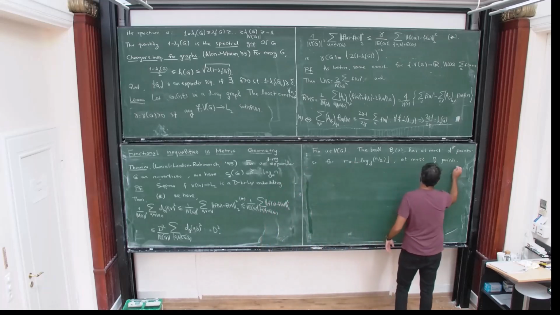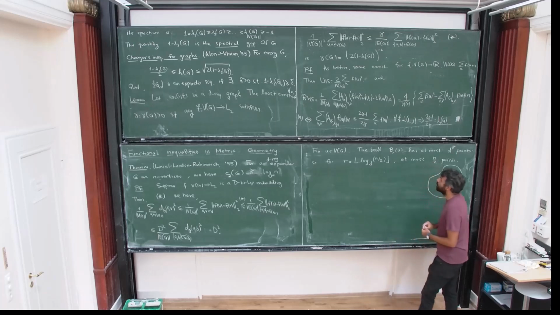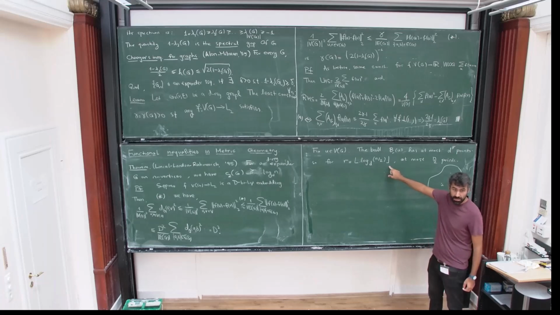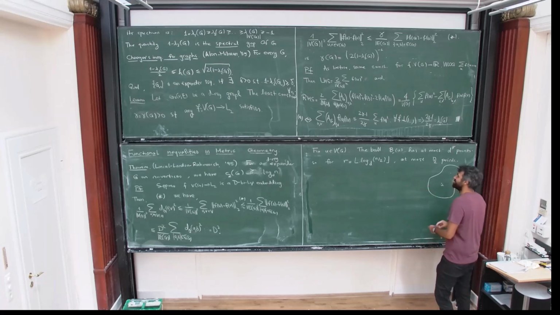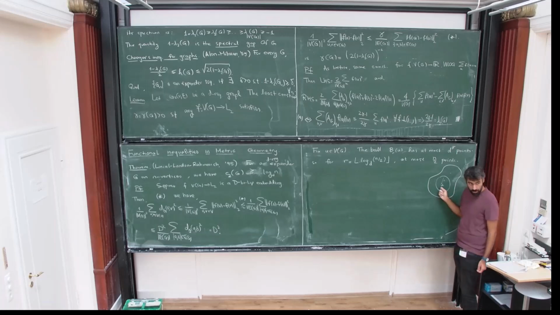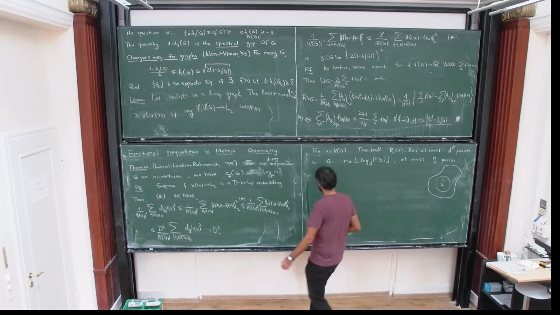So here is your graph. Who is the capital L? That's the floor, the floor function. The smallest integer below. So you have u, you take here this radius r, and you have at most n over 2 points inside, which means that you have at least n over 2 points outside.